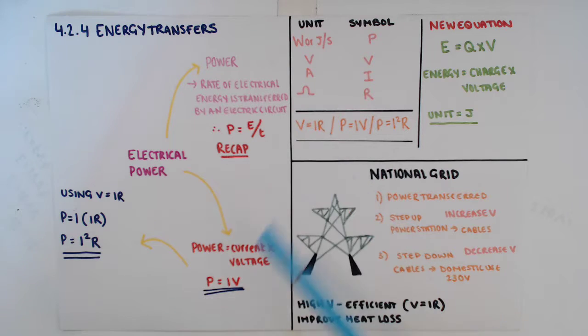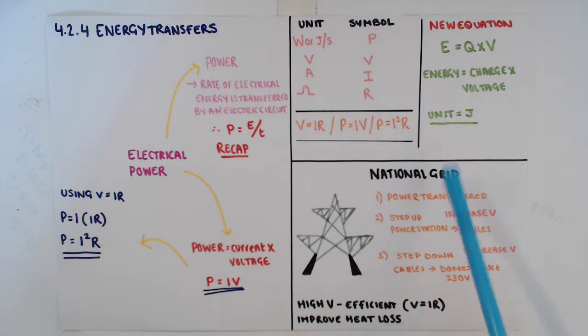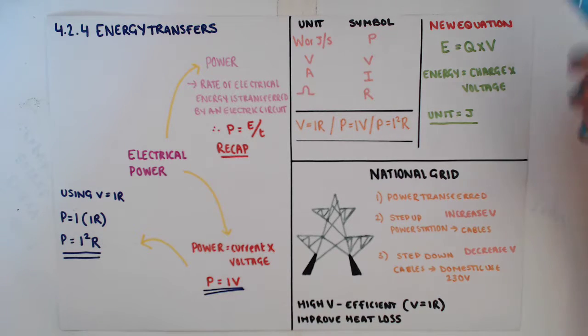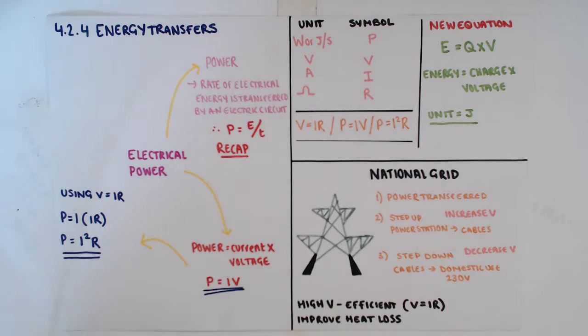And these are some equations, just to recap on how we got from here to here using V is equal to IR, putting that into P = IV, and then we got P is equal to I squared R. Now we've got this new equation, E is equal to Q times V, which states that energy is equal to the charge times the voltage.